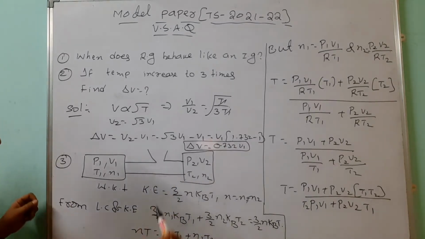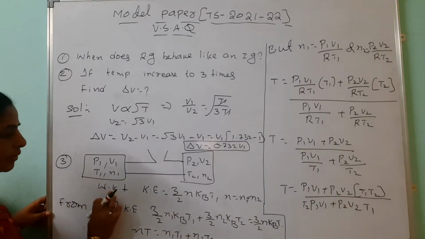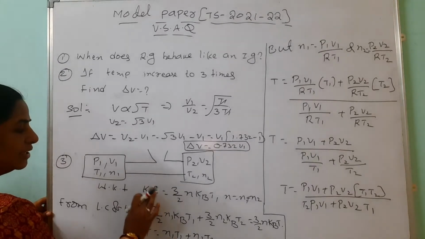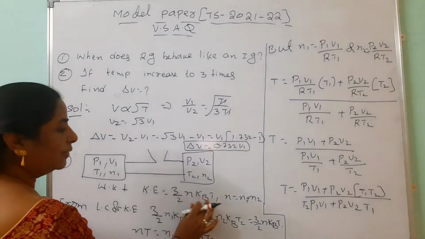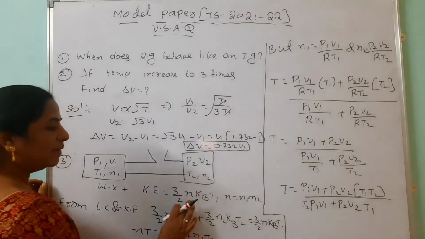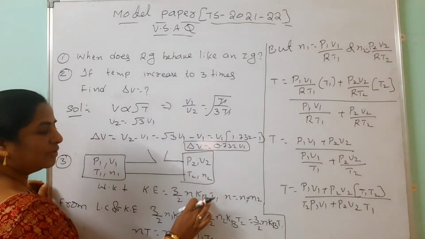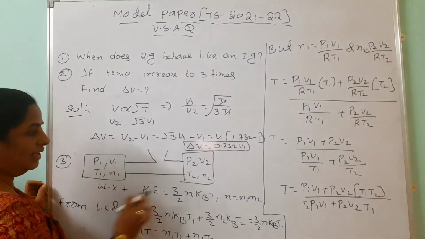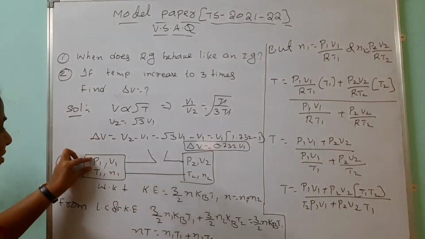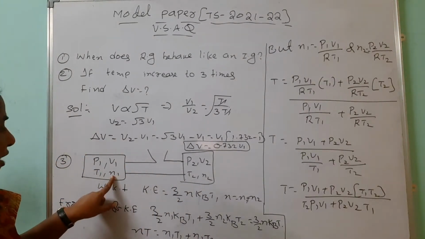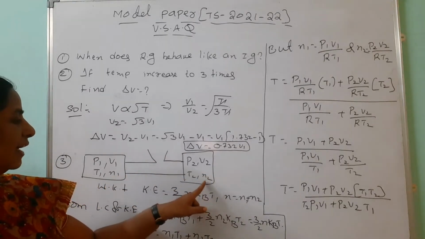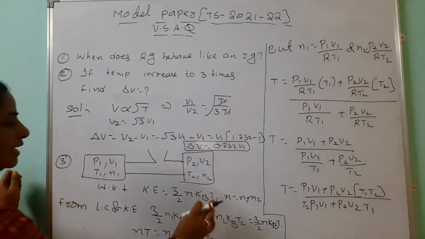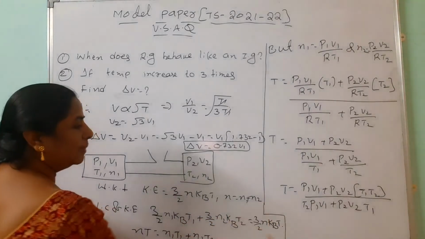Look here, this is somewhat big. We know the kinetic interpretation of temperature: KE equals 3/2 N Kb T, where N is the number of moles, Kb is the Boltzmann constant, and T is the absolute temperature. For the first gas we consider the number of moles N1, and for the second gas N2. Then the total is N equals N1 plus N2.